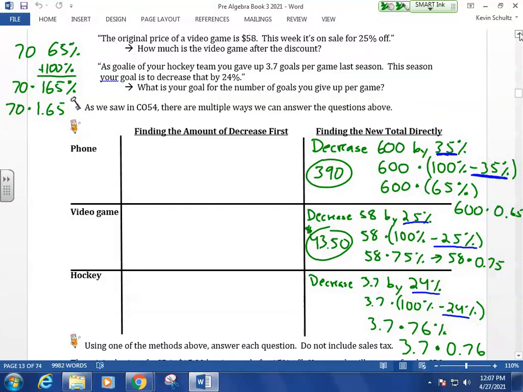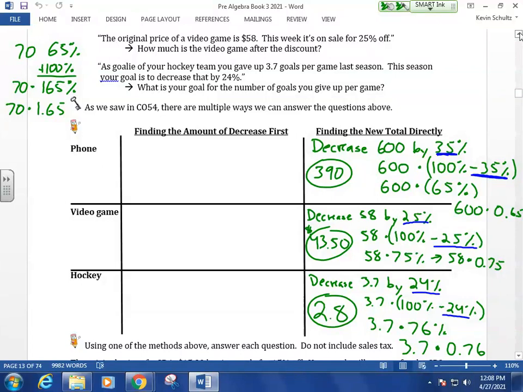And so we're looking for a goals against average this year of 2.812. We'll round that to 2.8 goals per game. That's respectable, right? That's like NHL caliber there, okay?